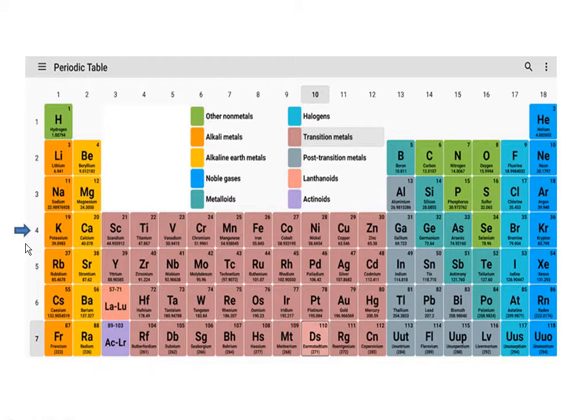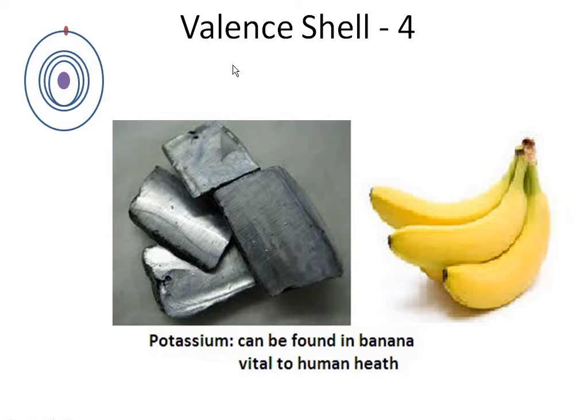Now we go to the 4th row. You can see 4 elements here. I will talk about these elements: potassium, calcium, gallium, germanium, arsenic, selenium, bromine, krypton. These elements are called main group elements. I will explain to you later on. So there's the valence shell number 4.